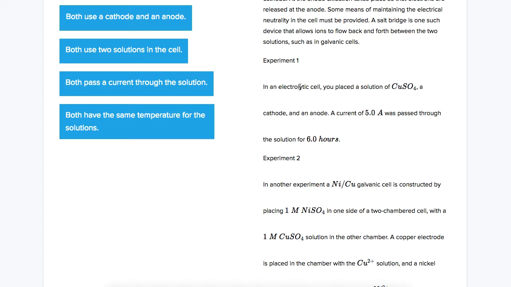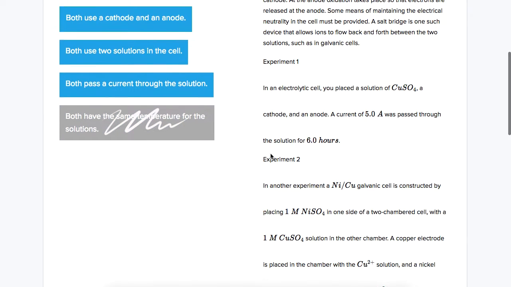In an electrolytic cell, you placed a solution of CuSO4, a cathode, and an anode. A current of 5.0 A was passed through the solution for 6 hours. Okay, so a current was passed through it. It doesn't give us a temperature. I'm just going to rule that out right now.